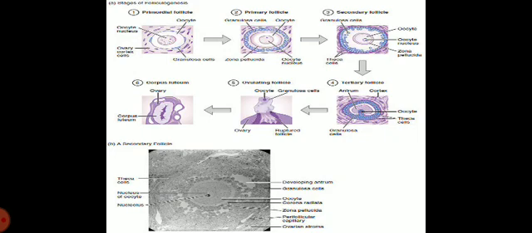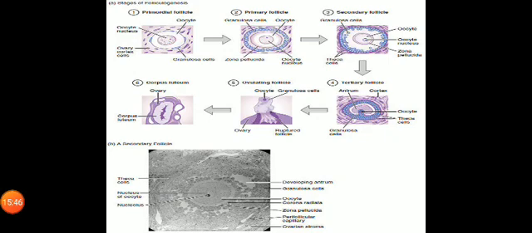Now when we see the summary of the different stages of folliculogenesis, first there are the primordial follicles. In the primordial follicle there is the oocyte which is surrounded by the granulosa cells, and then this oocyte and the granulosa cells are covered by the basal lamina. After that, in the primary follicle, there occurs proliferation of the granulosa cells, increase in the size of the oocyte, and formation of the zona pellucida.